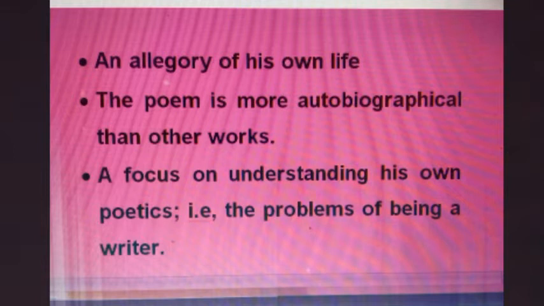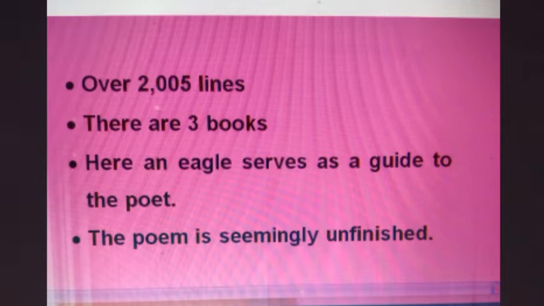The poem has more than 2005 lines. The poem, The House of Fame, is divided into three books. Here, an eagle serves as a guide to the poet Chaucer. The poem is seemingly unfinished. This is one of Chaucer's unfinished poems.